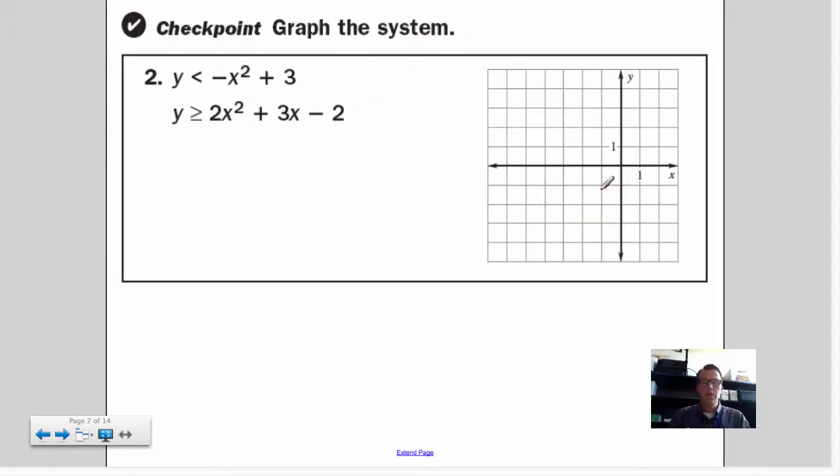Let's see if you can do the same. So you've got two parabolas. Notice the first parabola should be pretty easy to graph. It's a parabola facing down, y-intercept of 3. The second parabola is going to be a little trickier. I think your axis of symmetry comes out to negative 0.75, and plug that back in to find your vertex. Good luck, and here comes the answer.